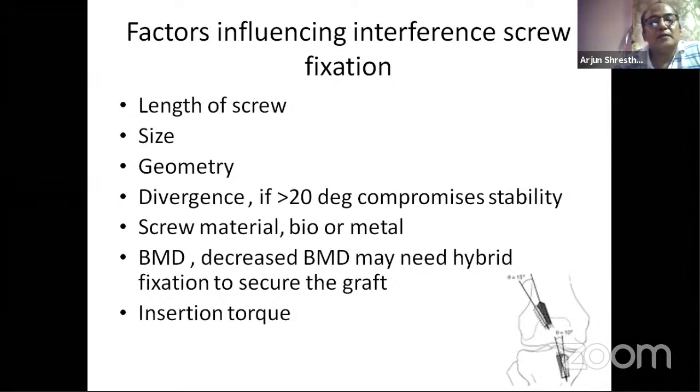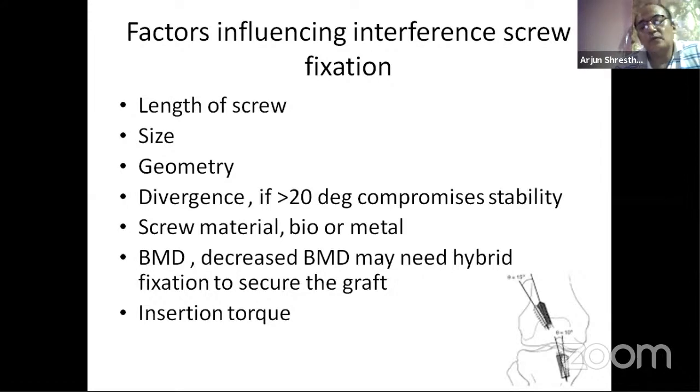And the BMD, the bone mineral density, is also very important in securing the graft fixation. Of course, if the bone is very osteoporotic, the fixation will be loosened gradually. So at that time, you may need a hybrid type of fixation. And the other factor is the insertion torque. Of course, if the BMD is good, the insertion torque is better, and you can be satisfied with the fixation. But if it is not very good, as in porotic bone, at that time you need to tackle it with some other fixation methods.